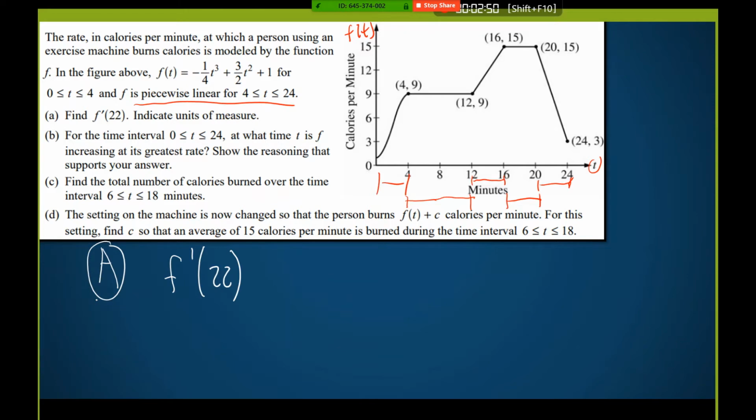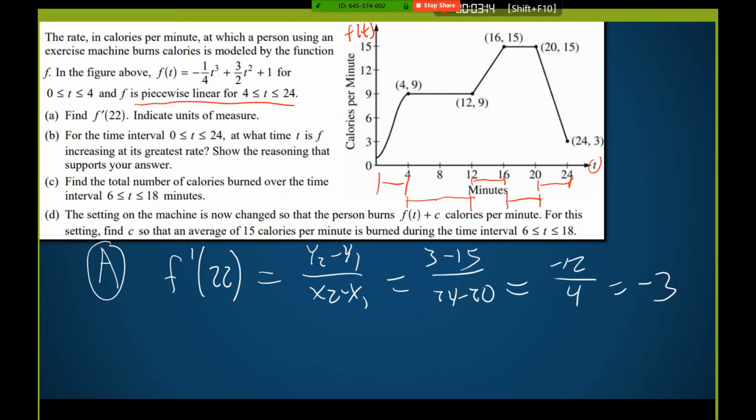20, 24 minus, oh no, 3 minus 15 over 24 minus 20. Okay, awesome. So that's 3 minus 15 over 24 minus 20. Is negative 12 over 4 or negative 3?